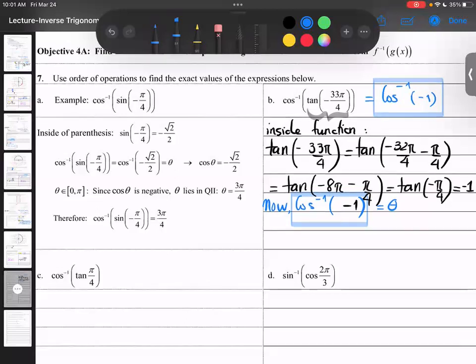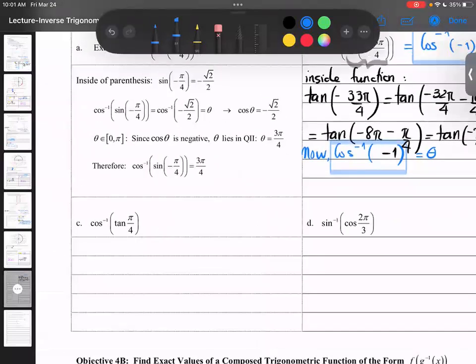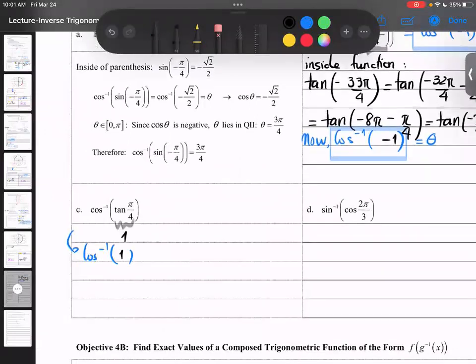C. Tangent of pi over 4 is 1. So that's implied, cosine inverse of 1. You're done? That's theta, right? Because this is equal to theta, right? You just say done. You don't have to do anything. Just say done. It's the expression.